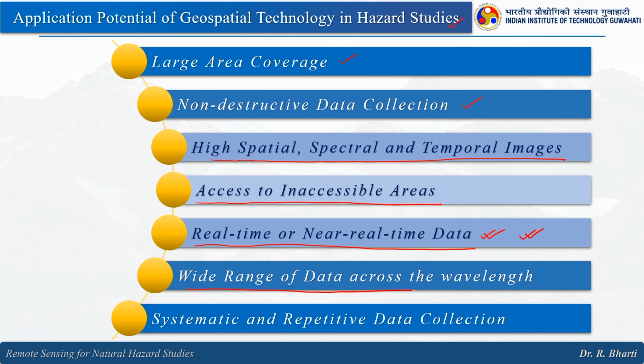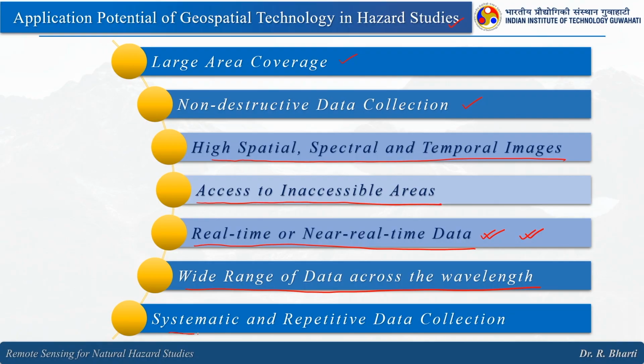A wide range of data across the wavelengths is also available, because some of the areas which are located at higher altitude have cloud coverage. In such a situation, the optical remote sensing data sets cannot be used because of the cloud. But in such a condition, we have the microwave remote sensing data set that can be used and further analyzed for our parameter. Systematic and repetitive data collection.